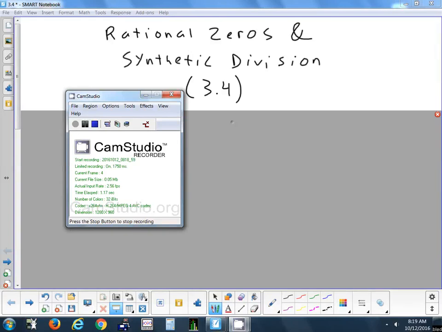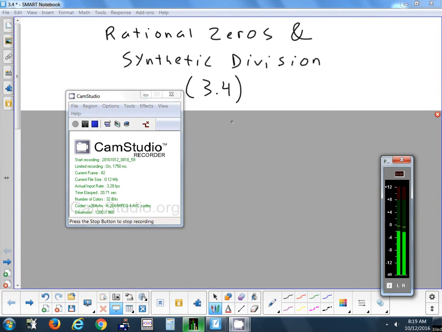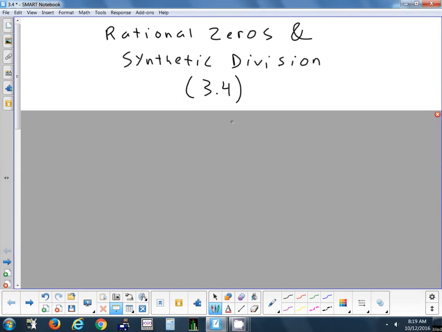So today we're going to take a look at section 3.4, synthetic division and what's called rational zeros. We're going to learn a method that helps you find all the roots of a polynomial as long as they are fractions. And we're also going to look at a quick way to do long division, but the method we're going to learn only works in certain cases. So it is a quick way to do it, but you can't use it all the time.